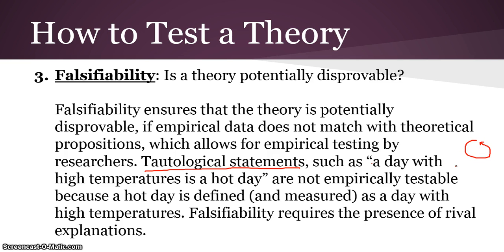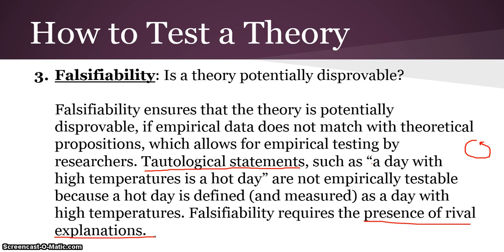Or you could say a school with high test scores is a good school. Well, that probably isn't empirically testable because good schools are often defined and measured as schools with high test scores, unfortunately. So we're left with some issues when it comes to tautologies or tautological statements, and we want to avoid that. So we have to have rival explanations.